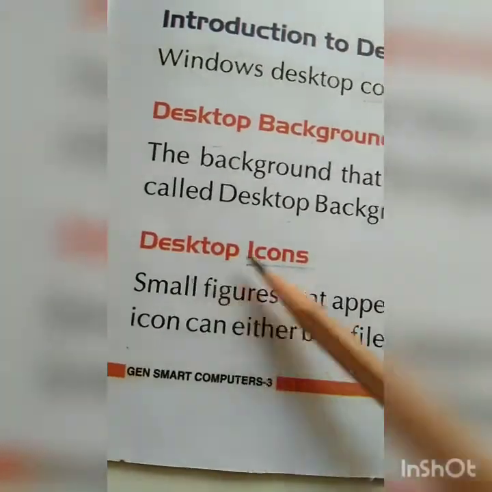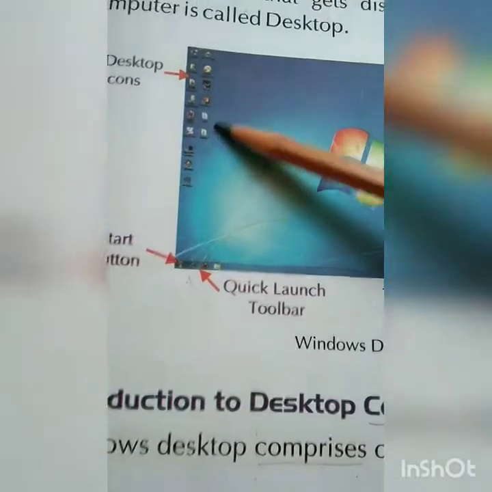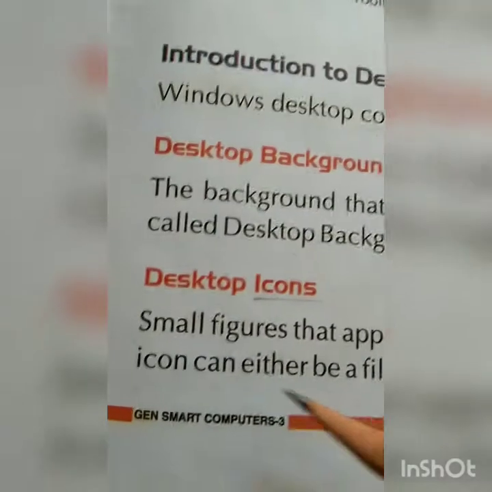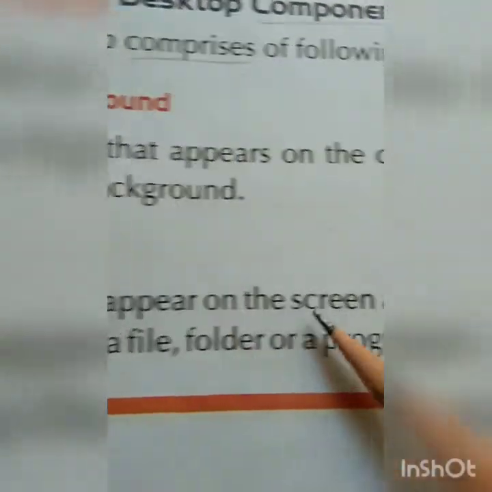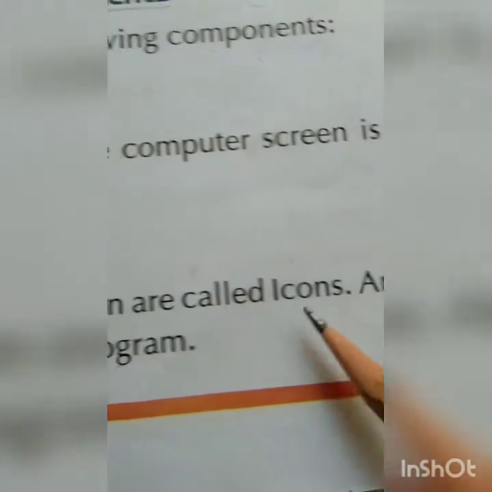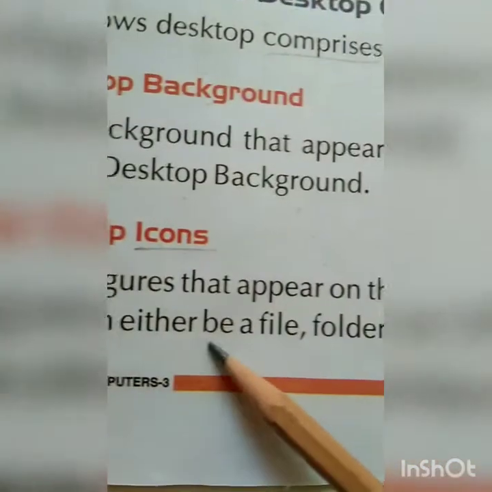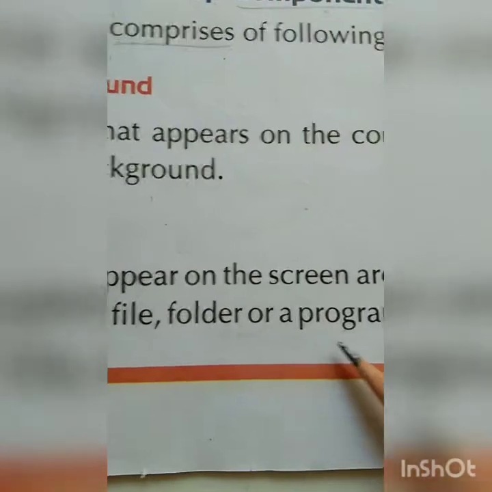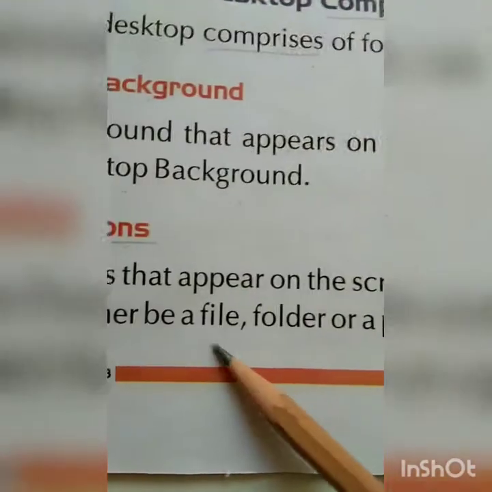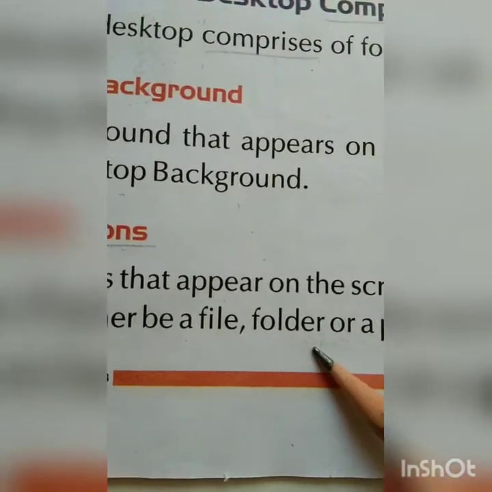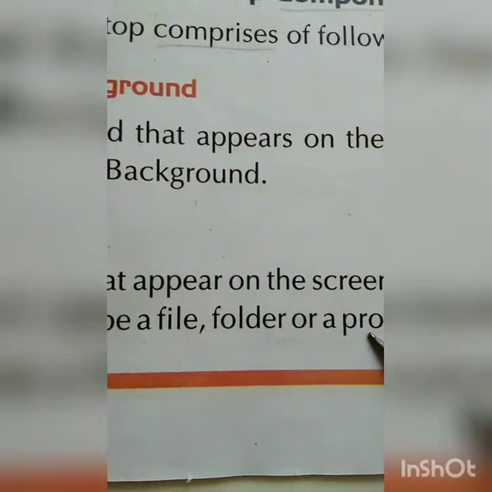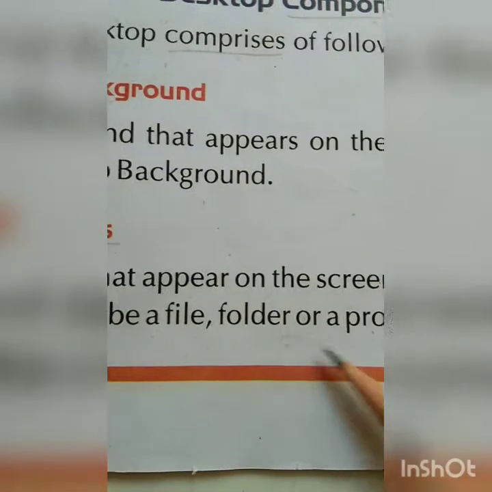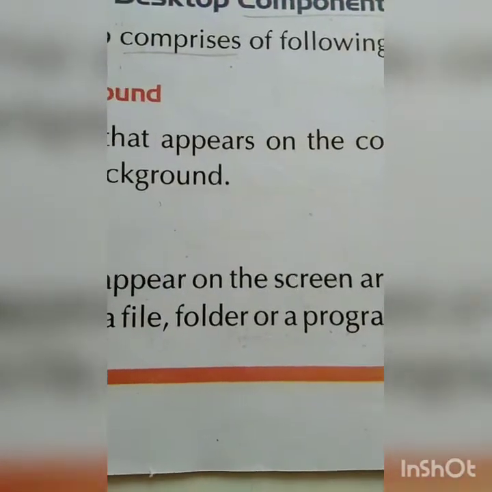Now desktop icons. Small figures that appear on the screen are called icons. An icon can either be a file, a folder or a program, okay, it depends upon what type of icon you are saving, in short form, or it can be a program also. So a file, folder or a program.